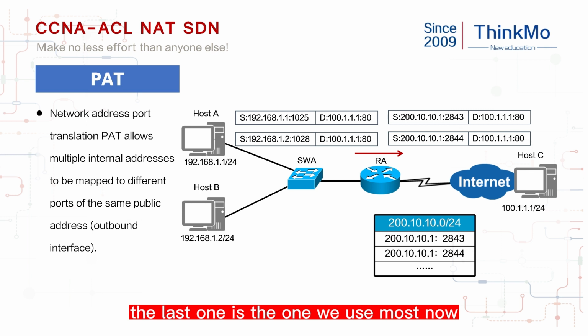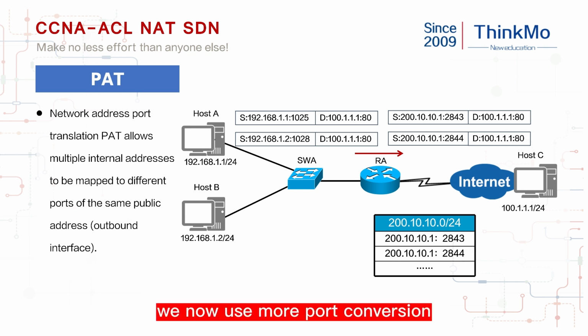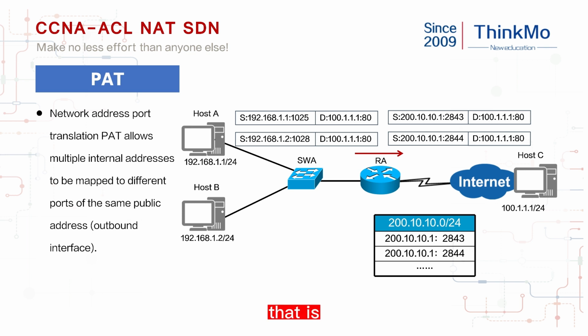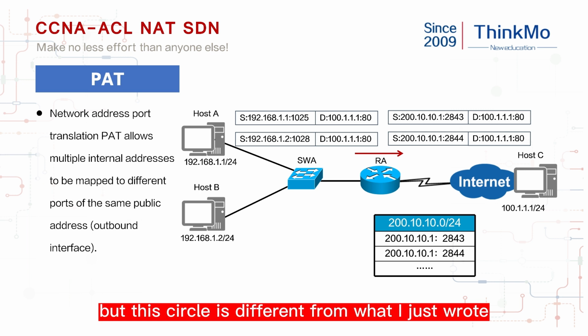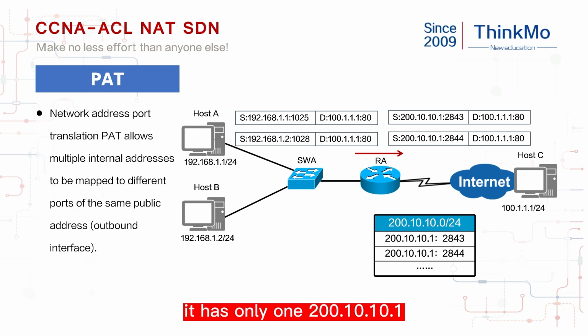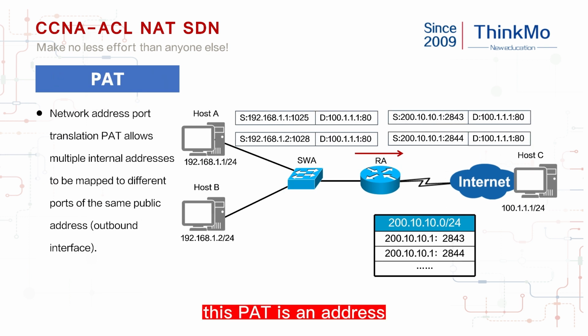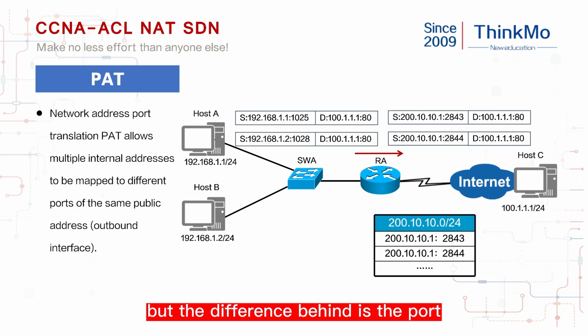The last one is the one we use most now, called PAT. P means port. We now use more port conversion. That is, port and address translation. There is still a circle. But this circle is different from what I just wrote. There is only one address in this circle. It has only one 200.10.10.1. But it corresponds to different ports. And this picture is like this. This is 10.1. This is 10.2. Here are two addresses. This PAT is one address, but the difference behind it is the port.